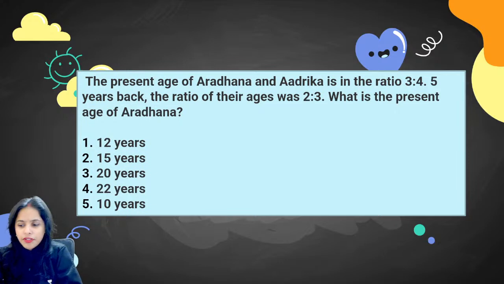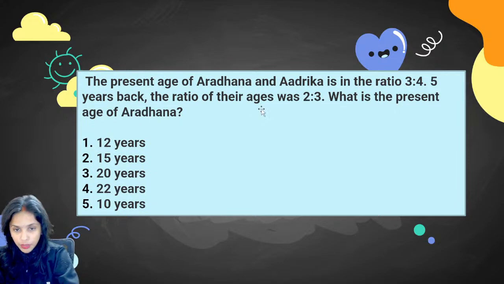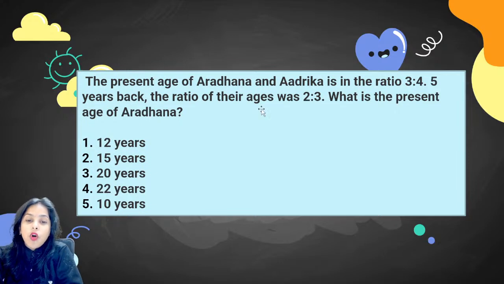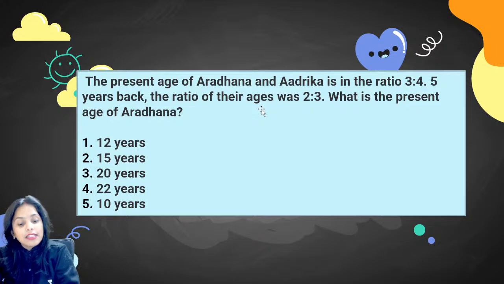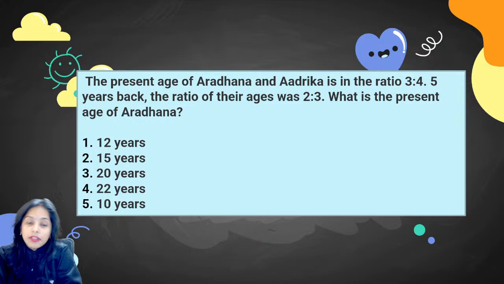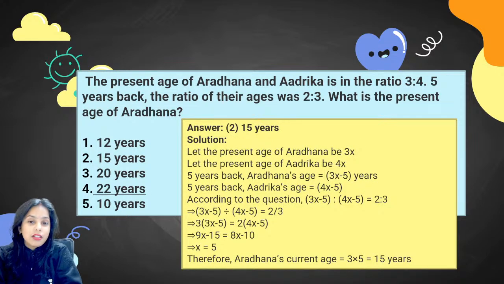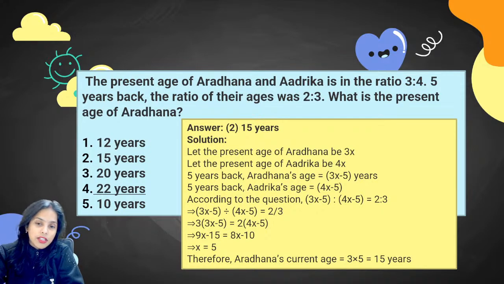So I have given you sufficient time. Let me give you the answer for this question. So basically, the ages of Aradhana and Adrika are in the ratio which is given. Whenever the question says that the ages are in terms of ratio, please always remember the trick that you have to convert it in terms of x. So let the present age of Aradhana be 3x and let the present age of Adrika be 4x. As simple as that.